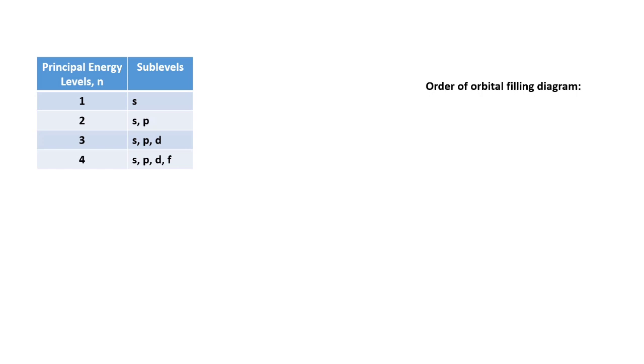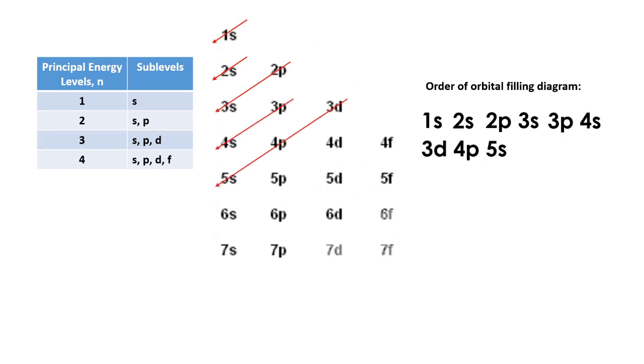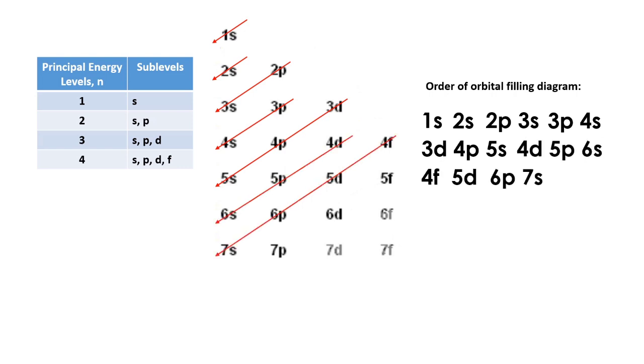Electrons fill the orbitals according to a pattern. Using the information in the table, we can rewrite it this way to find the pattern. Remember, numbers 1 to 7 are the energy levels. S, P, D, F are the sublevels. We will draw arrows starting with the 1s orbital. So we'll have 1s, 2s, 2p, 3s, 3p, 4s, 3d, 4p, 5s, 4d, 5p, 6s, 4f, 5d, 6p, 7s, 5f, 6d, 7p, and so on.